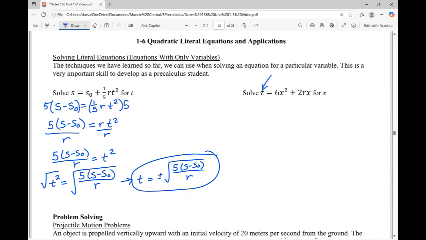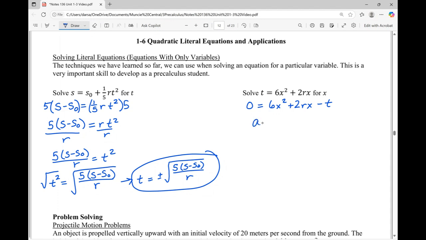So the first thing I'm going to do is subtract this t over to the left-hand side of this equation. So we get 0 equals 6x squared plus 2rx minus t. Now, I know this looks really funky, but we're going to think quadratic formula.